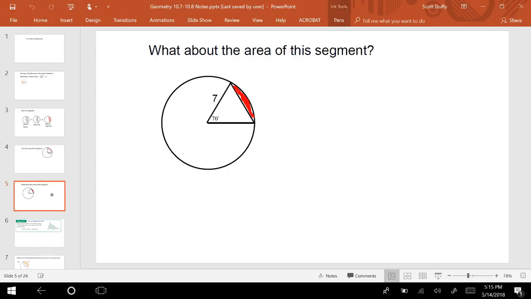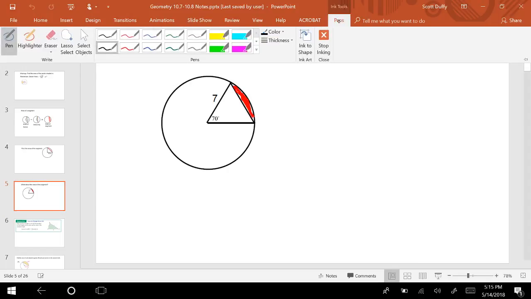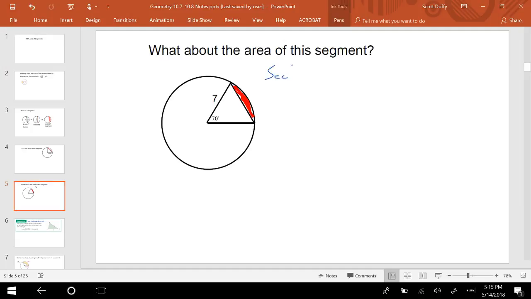So, starting with this one again, I have the area of the sector minus the area of the triangle equals the area of the segment. So, let's find the sector first.